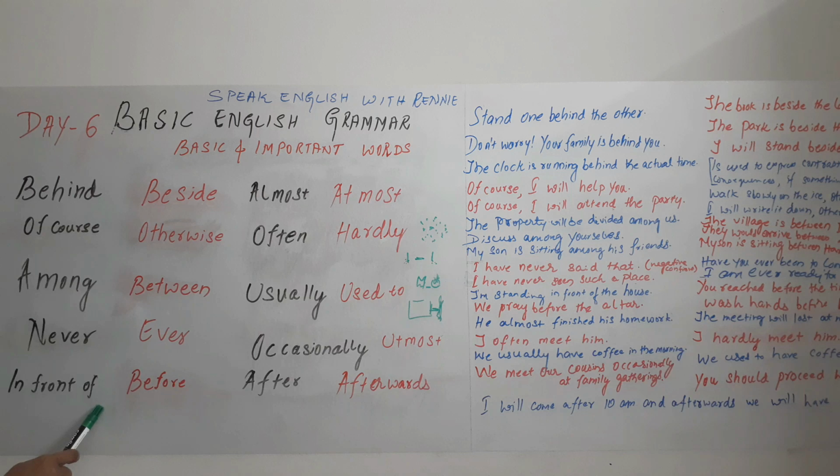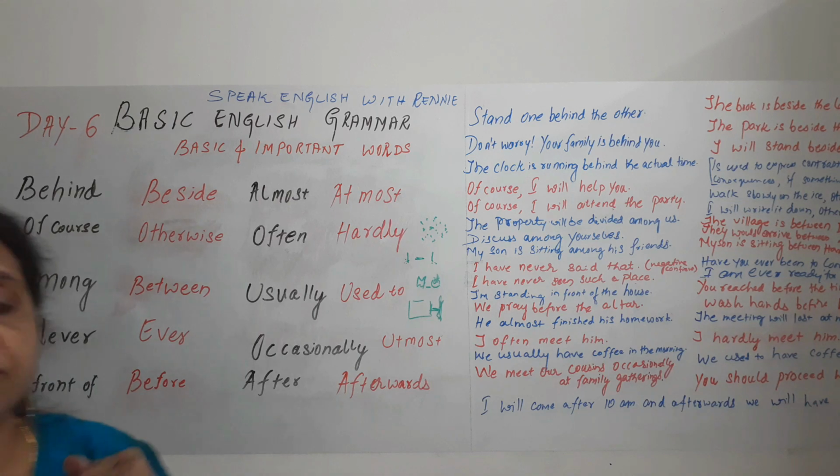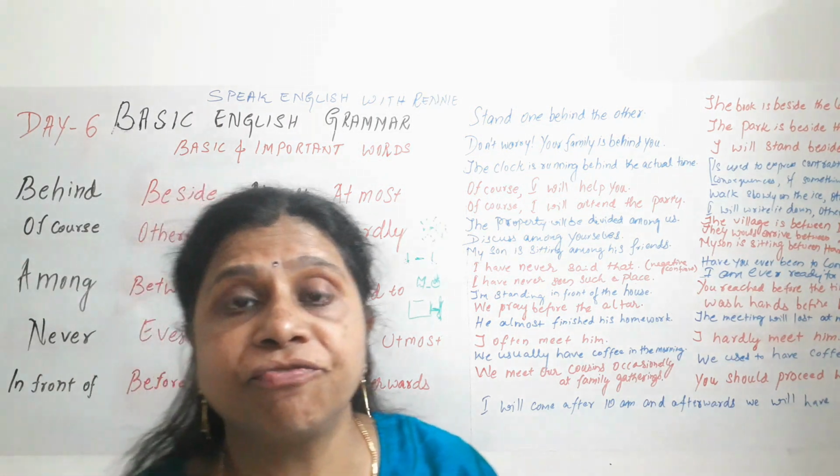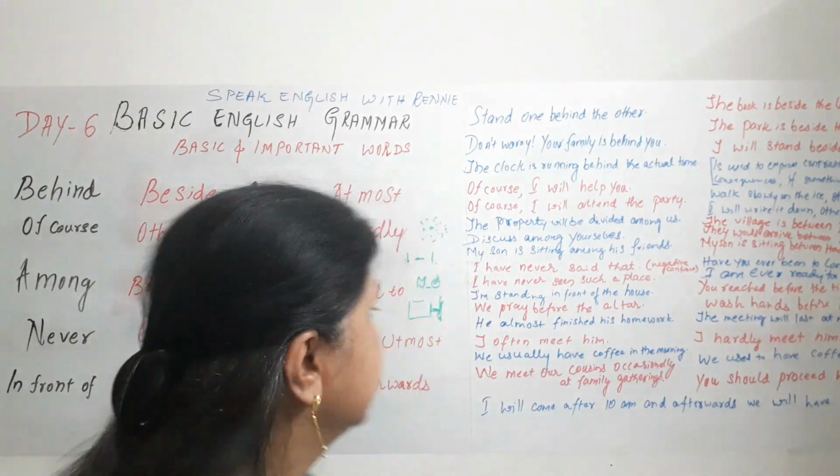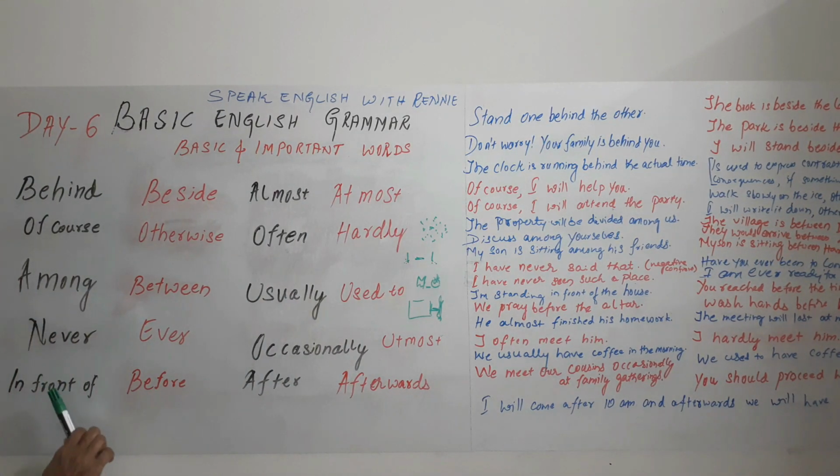In front of, before. In front of, three words are there, whereas before is a single word. When we want to refer to in front of, we need to say it together. In front of, right? And another one is before. In front of basically refers to a spatial position, and before refers to a time or event, and before sometimes also acts as in front of.